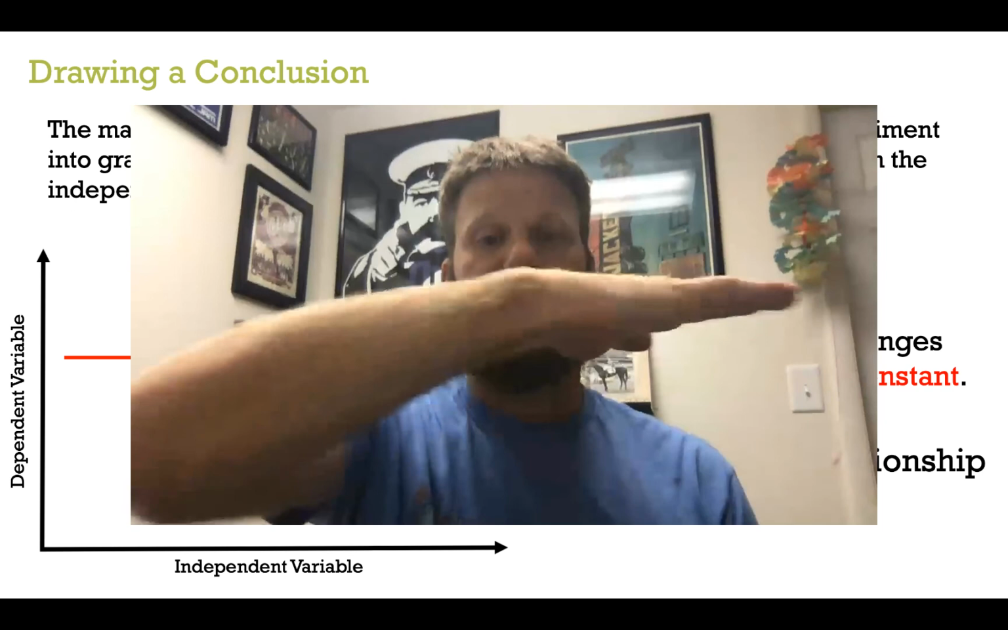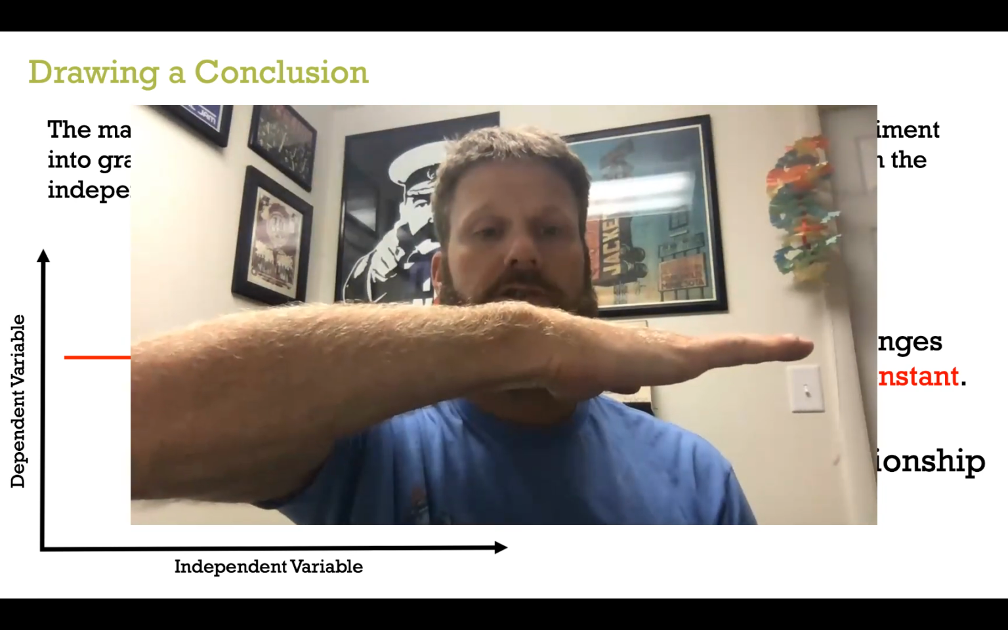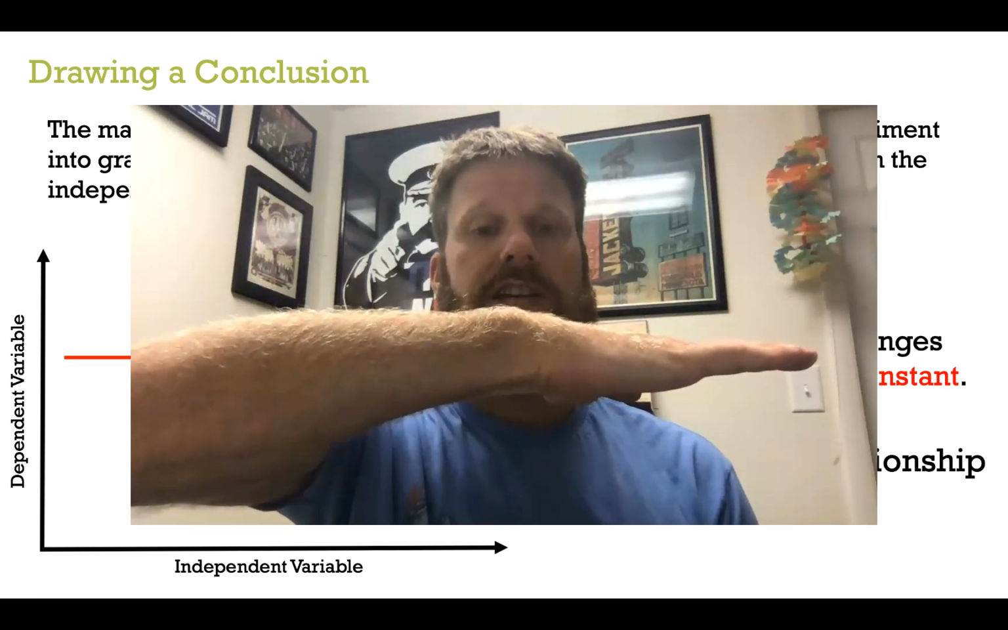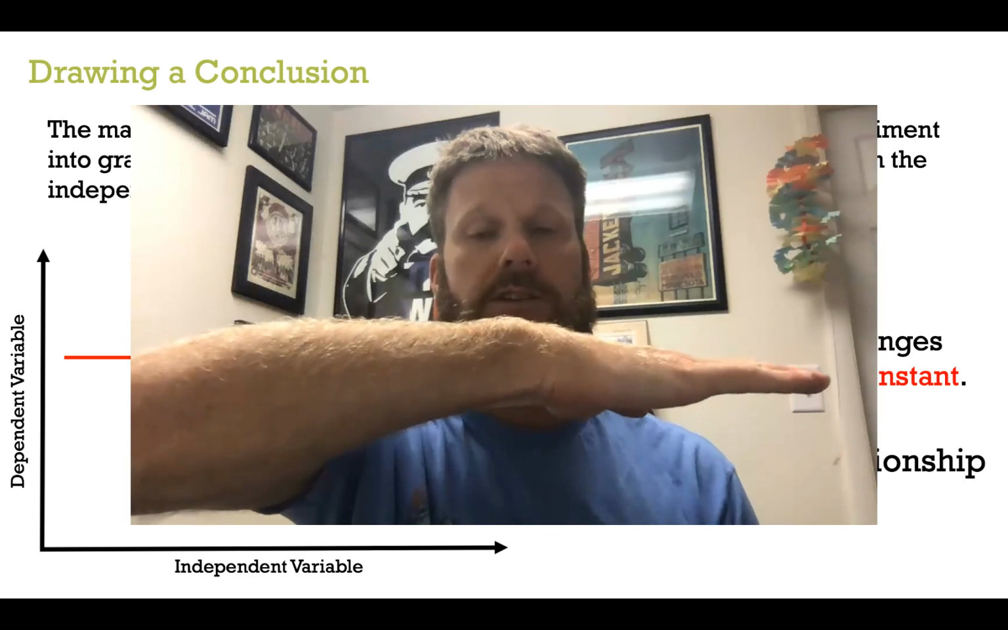A graph that looks like this means no relationship between the variables. Changing one variable will have no effect on the other variable.